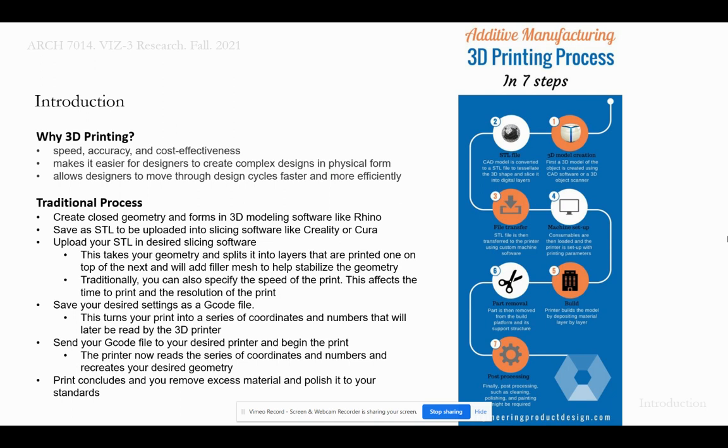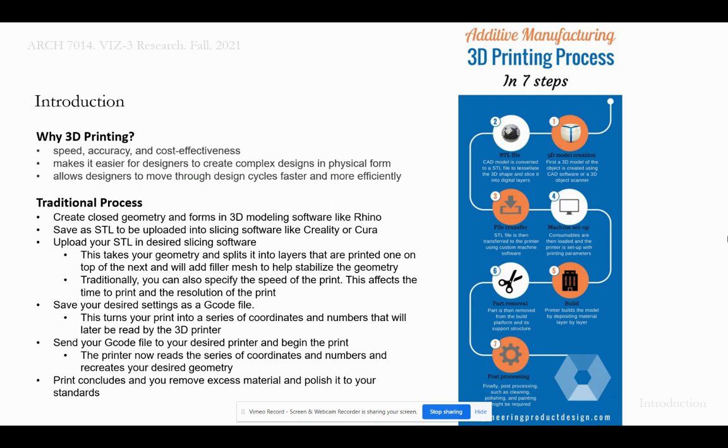So the traditional process you can kind of see in the 7 steps to the side here. First, you create your 3D model in whatever software you want. Traditionally, I use Rhino, but any 3D modeling software works just fine. And then you take that CAD model and you convert it to an STL file. This is the file type that most of the systems like to convert to.